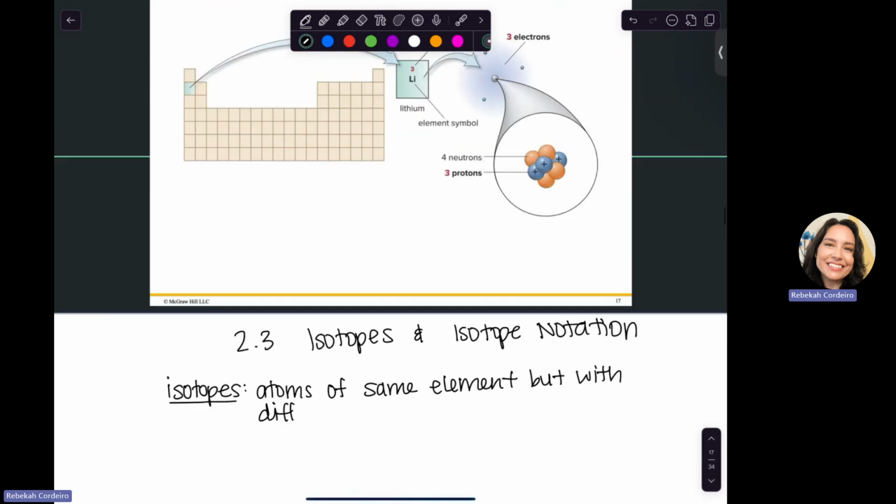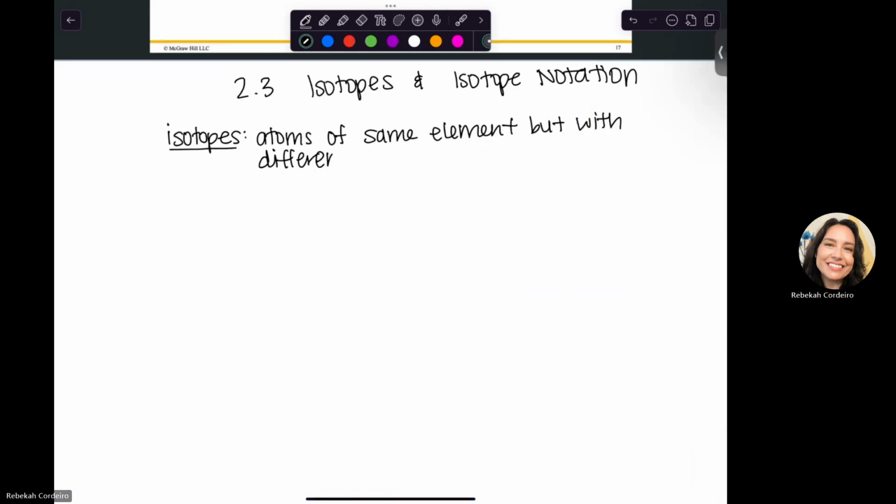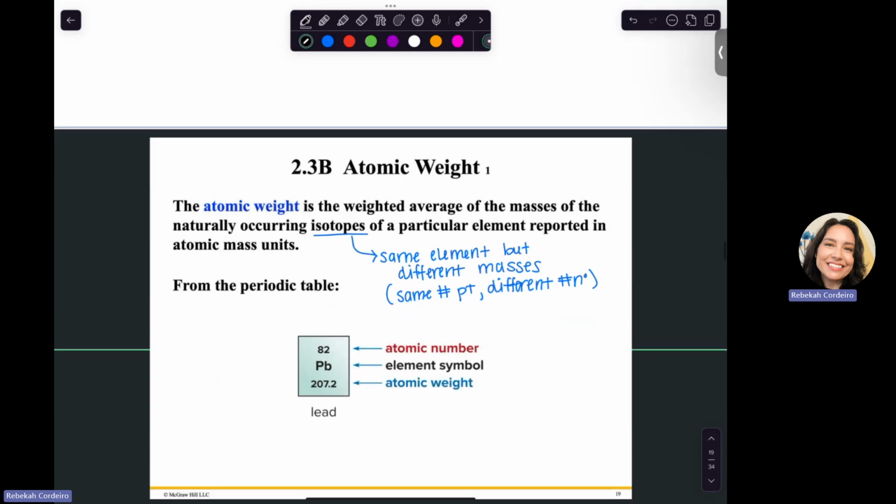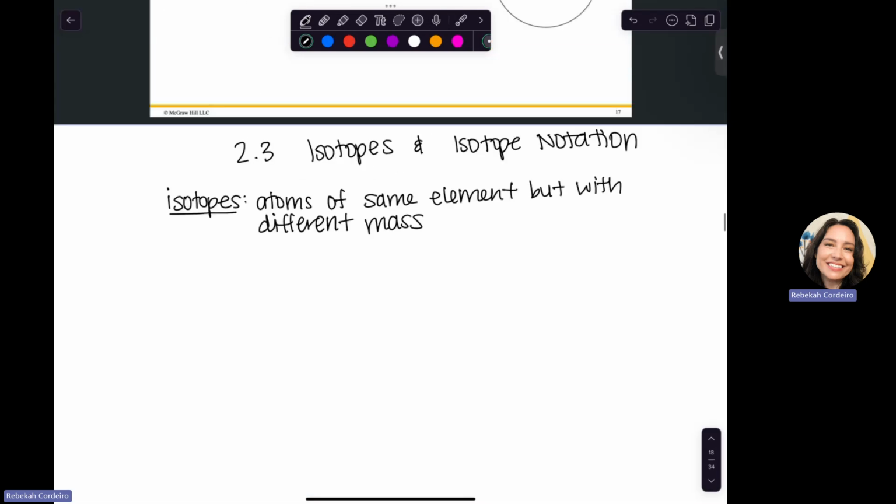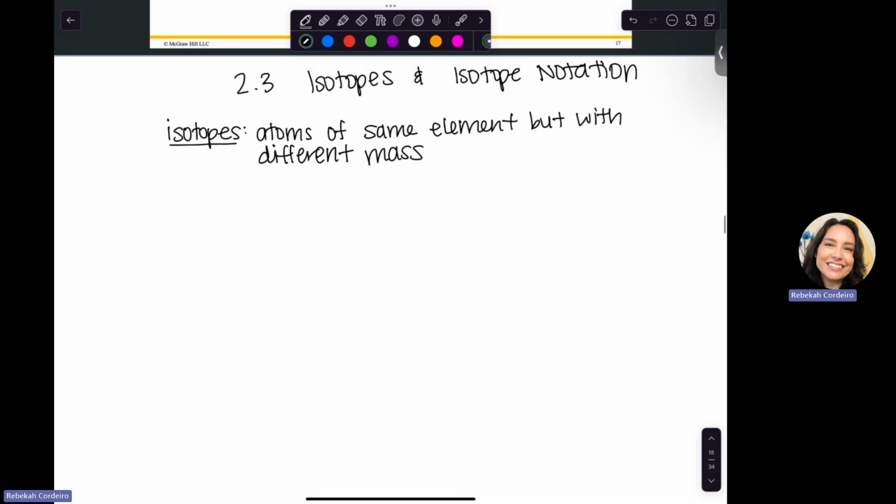We've talked about this a little bit before, or maybe you haven't gotten to it yet. This is where I should have introduced it: but with different masses. So what does that mean? We mean we have the same number of protons because that's our same atomic number. If they're the same element, they must have the same number of protons, but then that means we have different masses. And if protons and neutrons make mass, then we must have a different number of neutrons.